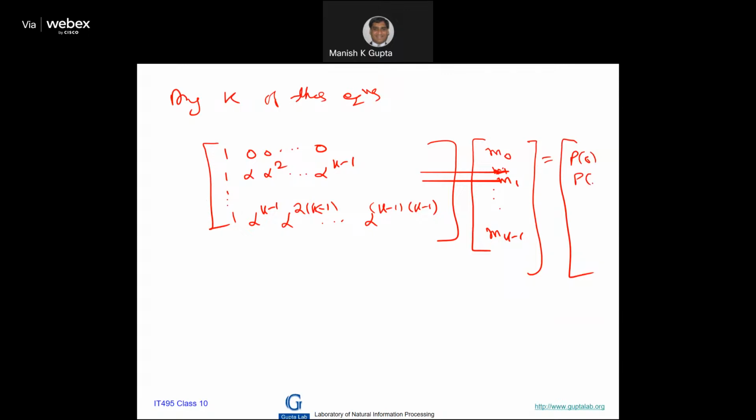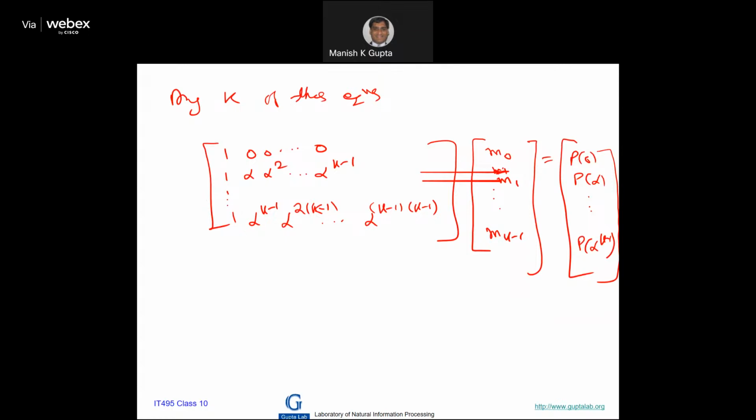E0, alpha, E alpha raised to power K minus 1. I have taken any K. There were Q equations, I have taken any K, right? Something like this will happen, right? Now, this kind of matrix is known as the Vandermonde matrix. So what is the Vandermonde matrix? Let me show you the picture of that.